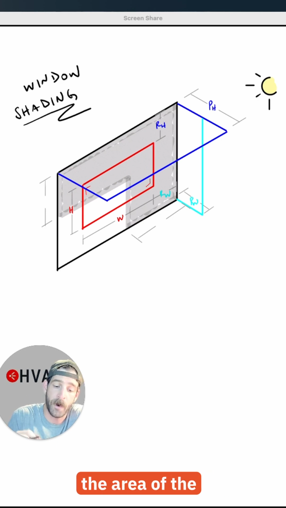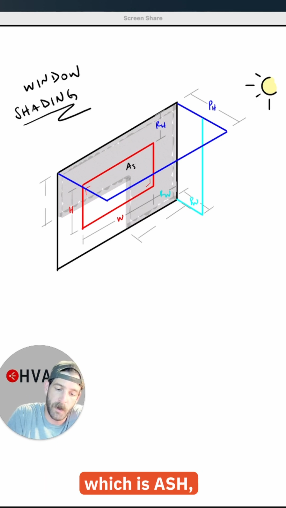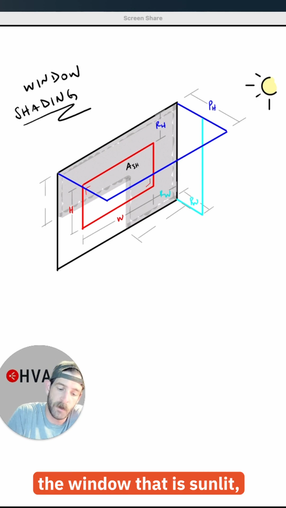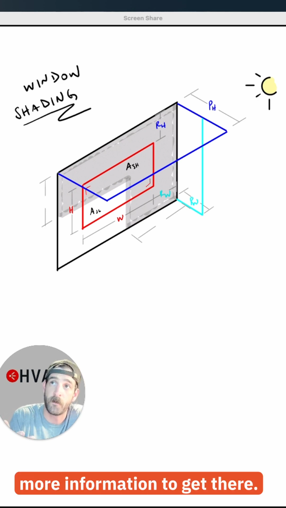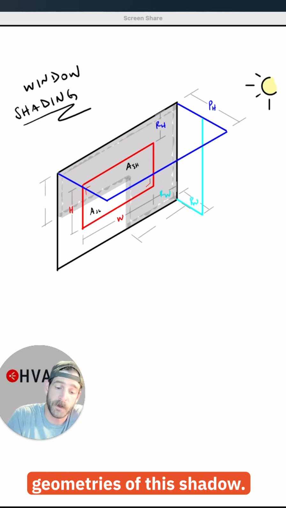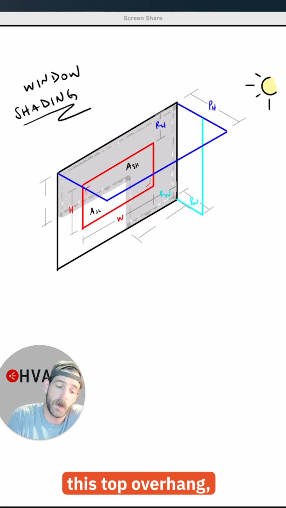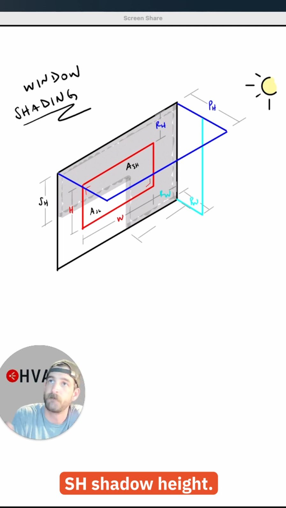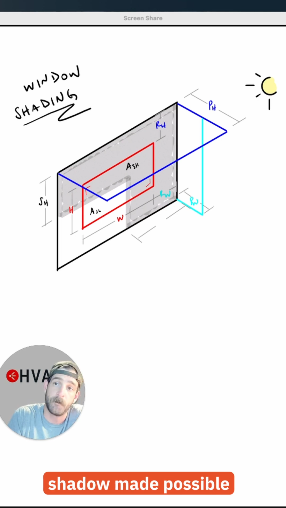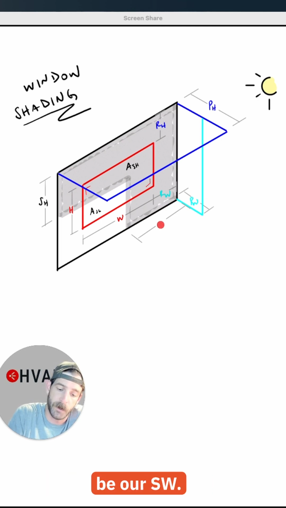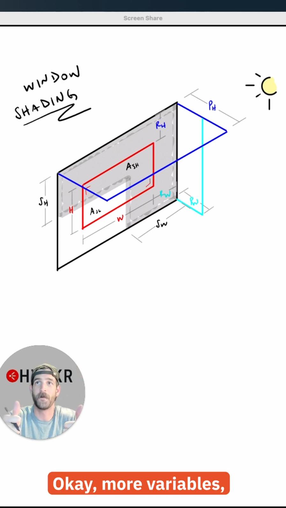We want to determine the area of the window that is shaded, which is ASH, and the area of the window that is sunlit, or ASL. But we need some more information to get there. So let's define the geometries of this shadow. The height of the shadow right here, made possible by this top overhang, is going to be our SH, shadow height. The width of the shadow, made possible by this side hang, is going to be our SW. Okay, more variables. Last piece.